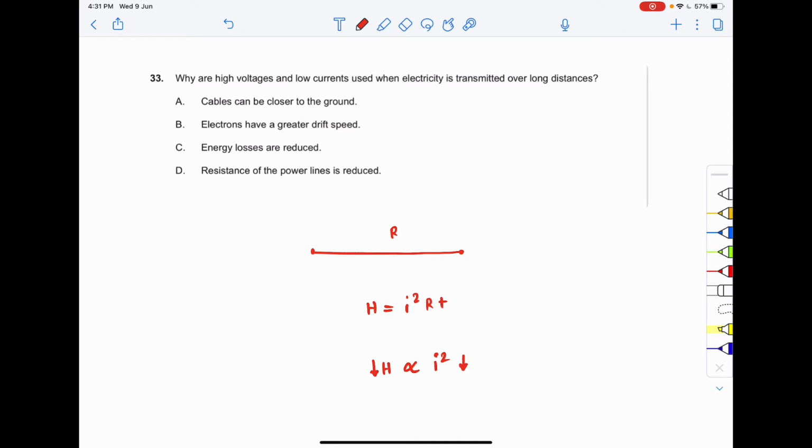That means the lower the energy is being lost. And if there is high current flowing through the wire, the heat that will be generated will be much higher. So that means the energy lost will be higher, right? So what do we want? We want the minimum loss of energy, right? So that means we have to keep the I, that is the current, low in the wire. Okay, so the correct option is option C. Energy losses are reduced both by keeping the high voltage and by keeping low current in the wire.